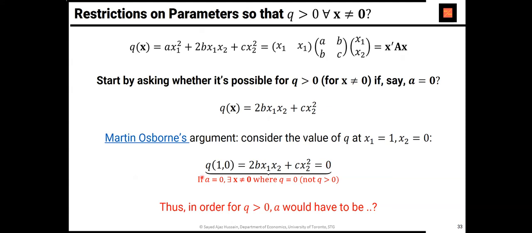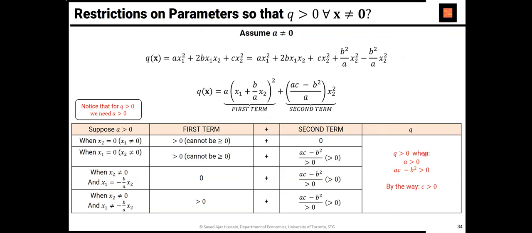So what you've shown is, if a is equal to 0, there exists at least some point other than 0, 0 where the quadratic is 0, which is not what you want. Therefore, if you want the quadratic to be strictly positive, you need the number a to be not 0. So for sure we know a must be a number other than 0. It could be positive or negative. Which one is it? Let's do it this way.